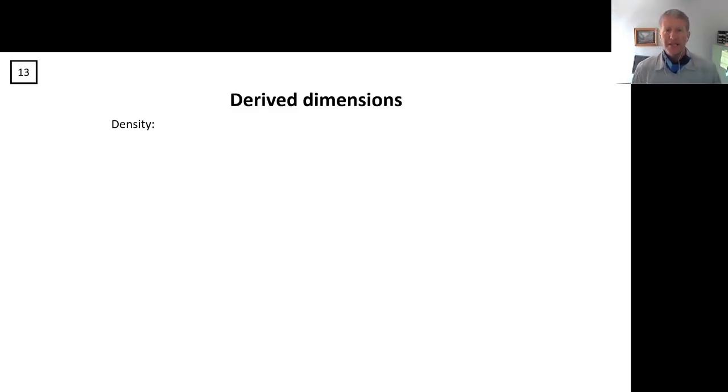Okay, let's talk a little bit about derived dimensions that may get you into some trouble if you're not careful. So density. If you think about the equation for density, the variable used for density is frequently the Greek letter rho, and it's defined as the mass of a substance divided by the volume of the same substance.